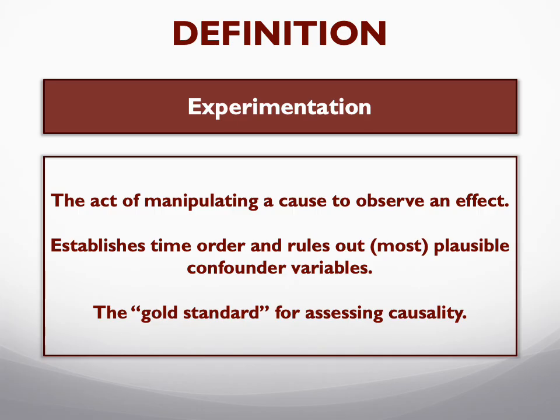But key here being is that because we're actually intervening in the world and going out there and trying to manipulate a cause and seeing what the effect is, we're going to be able to establish the time order of these changes, and we're going to be able to rule out, based on some features of our design, many other possible confounder variables. So this is going to be the gold standard because it's going to be putting a lot of these pieces into place to support the causal claims that we might be laying out in our hypothesis.